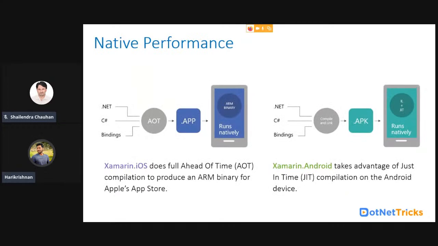And to see how it is actually obtained: in iOS, it does ahead-of-time compilation to produce the ARM library for the App Store. So all the C# and .NET code is ahead-of-time compiled and then runs natively. With that compilation process, we're actually getting on-par native performance. And on Android, of course, it takes advantage of the JIT on Android devices to have the compiled code in the APK in parallel with the IL.